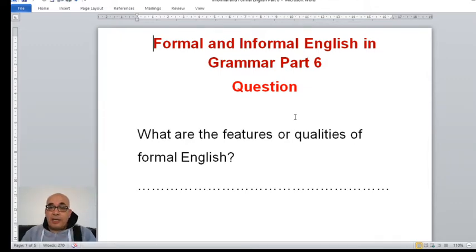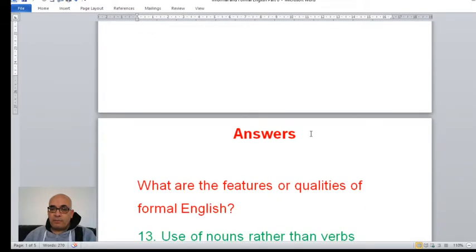Hello everyone. Again, this is about formal and informal English. This is part 6, and I'm trying to explain again the features or qualities of formal English. I explained some of them in part 4 and part 5, and this is part 6.